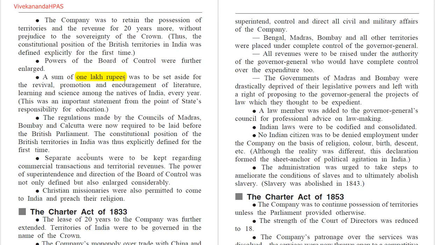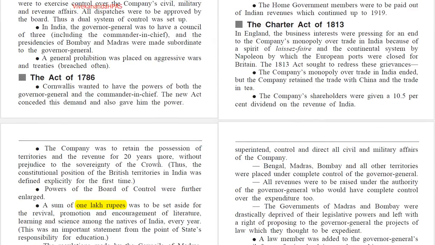Then there were separate accounts that were needed to be kept. This is not important. And the third major is the Christian missionaries. Okay, so these are the three things that you have to remember. So 1813 provided for three major things. The first one is the company's monopoly ended. Okay. Second one is the contribution for education, and third one is the Christian missionaries.